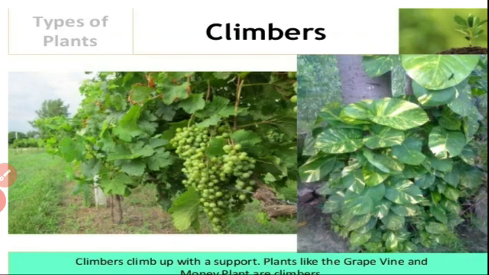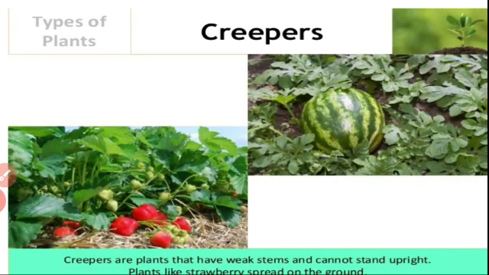Climbers. Climbers climb up with a support. Examples of this are grapevine and money plant. Next one is creeper. Creepers are plants that have weak stems and cannot stand upright. Examples of this are strawberry and watermelon.